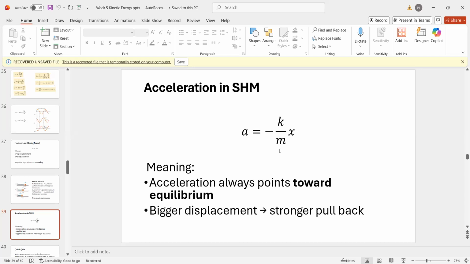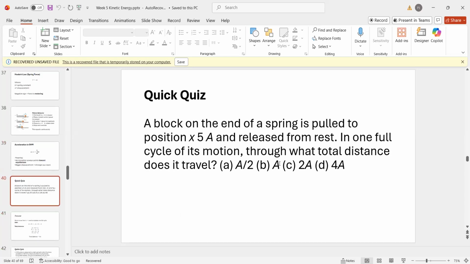Acceleration always points towards equilibrium. So the bigger the displacement, the stronger the pull. So when you displace the block, you pull it, you need to pull to get a bigger displacement. That's what it means. So basically, this is Hooke's law, replacing the force with mass times acceleration, and then you divide by the mass to get the acceleration.